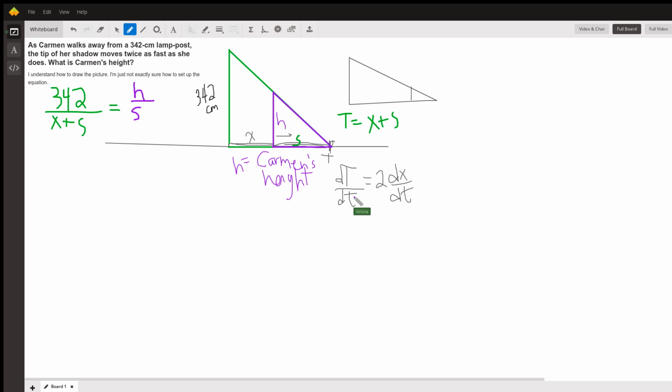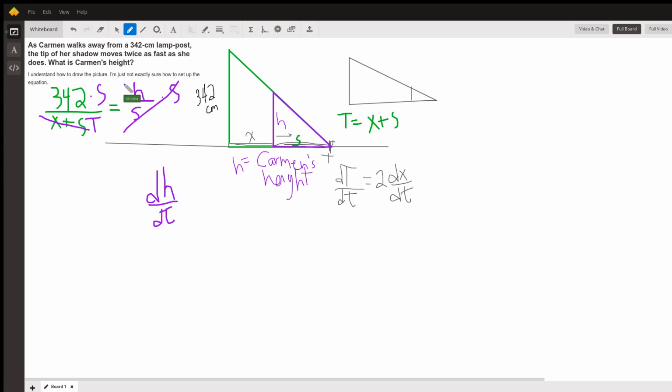Now, we could solve this for s if we wanted to. We really want to solve it for h. So if I multiply both sides by s, I would have h, because what I'm looking for is Carmen's height. And that's a constant. So this is actually T. So I can do the change in her height with respect to time.